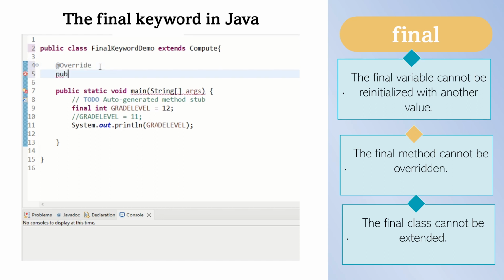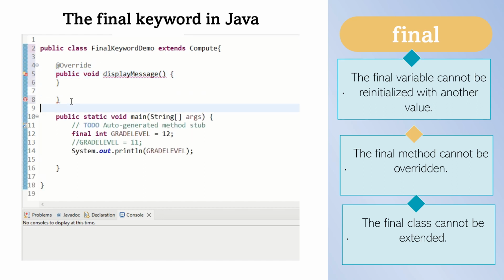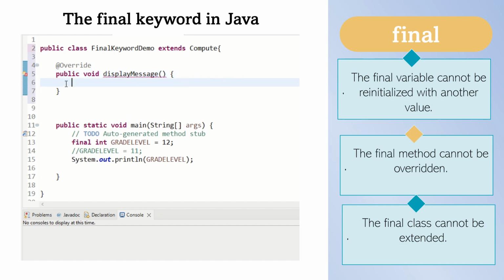So, public void displayMessage. So, displayMessage is the name of the method. And then, this one. Ayan. Okay. Sobra ng isa. Let's delete the other one. Ayan. Let's see. Ayan. There is a red mark. Ito. And let's see the error. Multiple markers at this line: cannot override the final method from Compute. Overrides Compute.displayMessage. Okay, so we cannot override a final method.